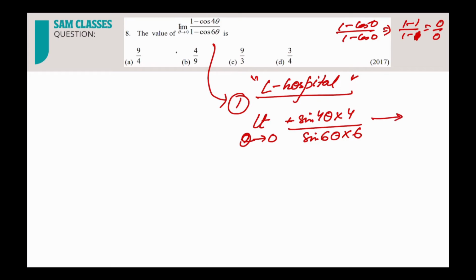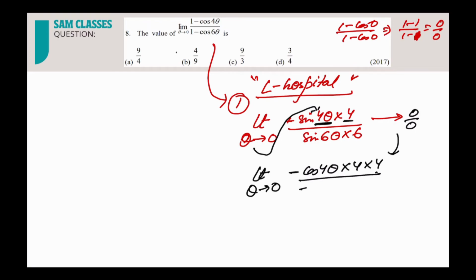Students, be very careful. After differentiating once, I again check whether it is coming to the form of 0 by 0 or not. If it is coming again, I'll again differentiate it. So limit theta tends to 0 of minus of cos 4 theta into 4, and one more 4 will come because earlier one 4 was there, divided by minus of cos 6 theta into 6 into 6. Now if I put theta equal to 0, this one will be 1 and this one also will be 1. So 4 square by 6 square.